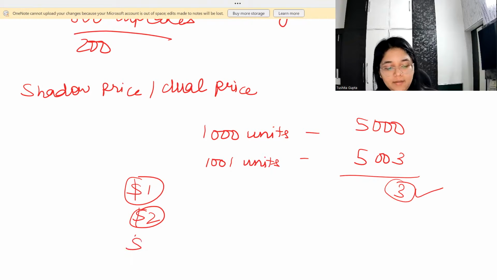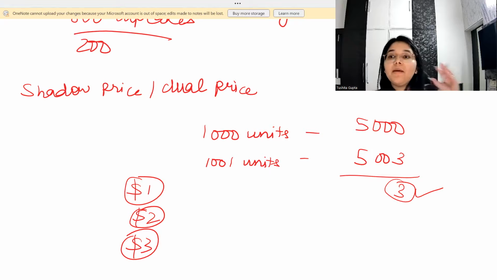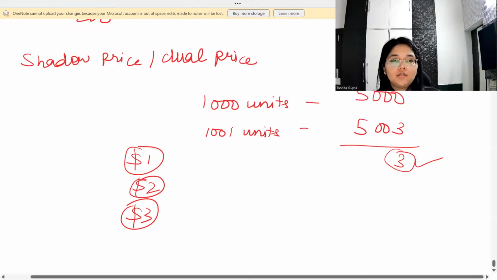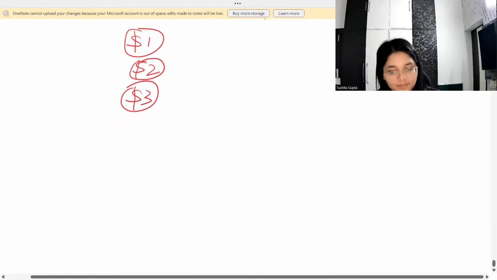So $3 here will be the maximum that you will be able to pay, because if you pay more than that, you will have no benefit. Even at $3, you are at a no profit no loss situation, but over and above 3 you will not go. So basically, shadow price will be the maximum price that a firm will be willing to pay, over and above the usual rate, to get the additional unit of the limiting factor. So this is what shadow price or dual price means.